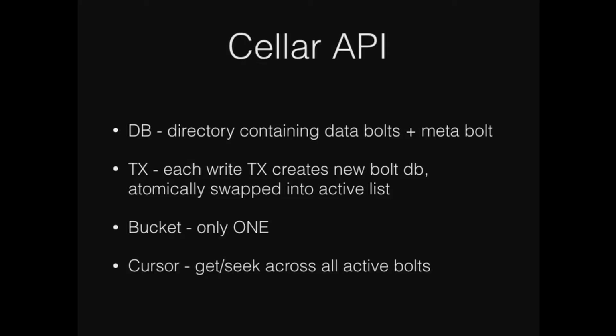Now, one thing we gave up in this API was BoltDB has support for multiple nested buckets. We've ripped that out for now, and we support just a single bucket. It's something we could add back in if people think this is interesting. And finally, we also have the cursor object. And as I mentioned, we have to navigate through the multiple files to do that efficiently.